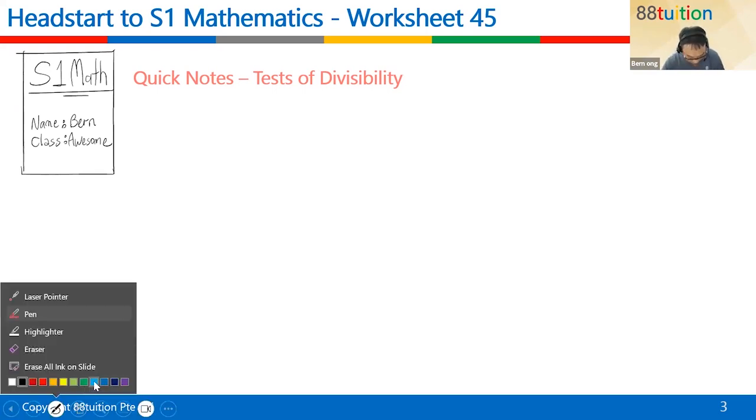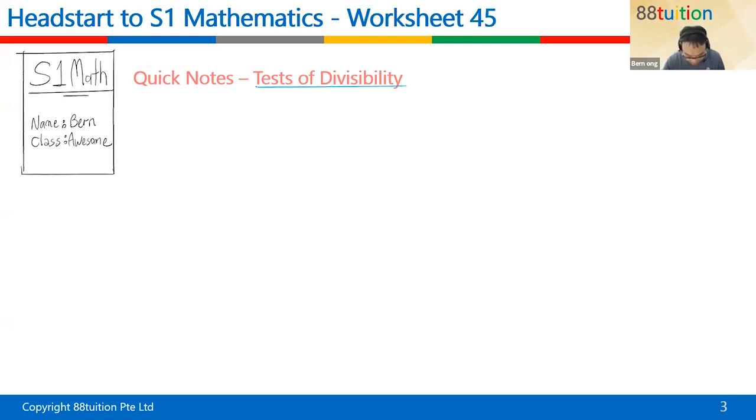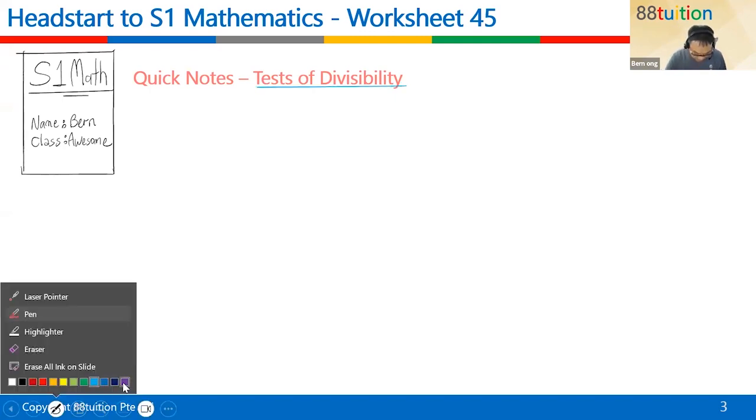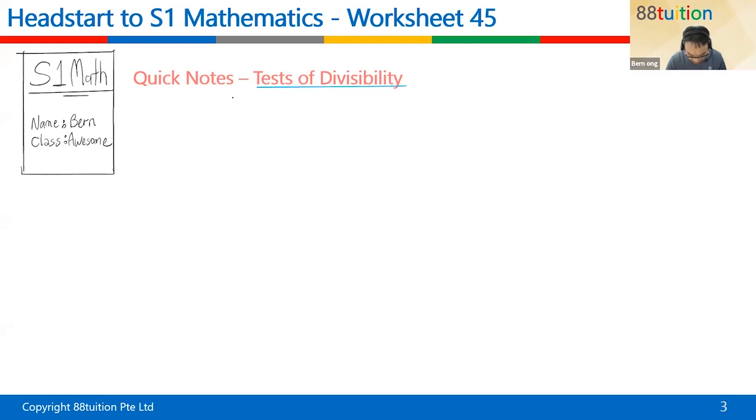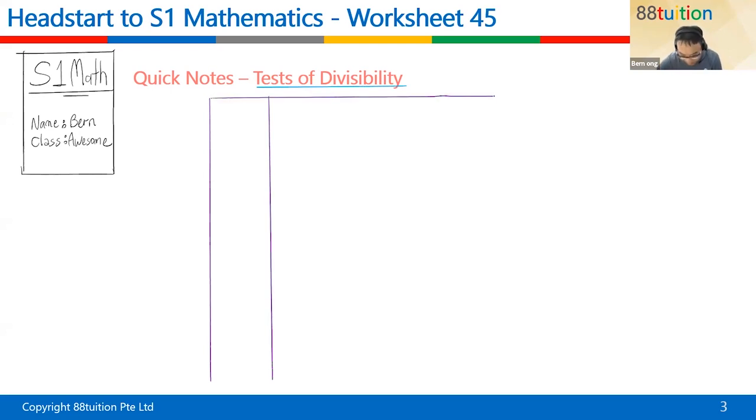On the first page, you can open up and write out the words like this: test of divisibility. And you can actually have a table. We're going to do some of the numbers first. So for example, whether a number can be divisible by 2. This is easy.